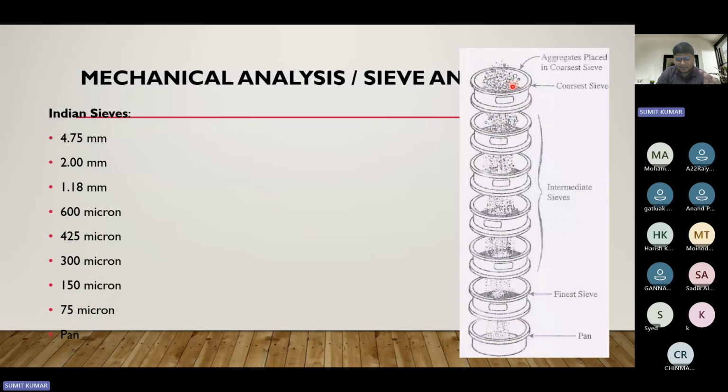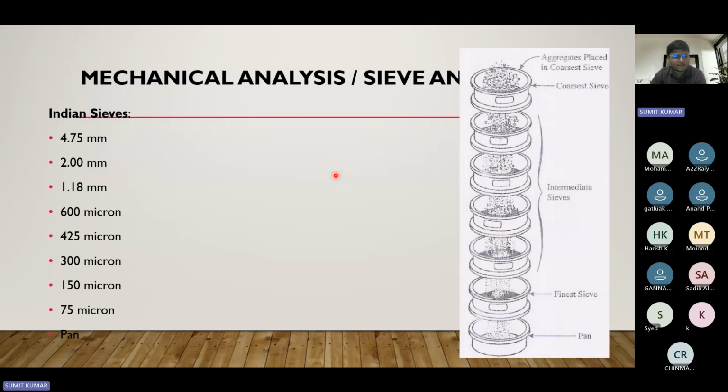But if, among the particles retained above 75 micron, the greater fraction is retained on the 4.75 mm sieve, it is gravel, and if the lesser fraction is retained on the 4.75 mm sieve, then it is said to be sand. Subsequently, on the basis of that, we classify. That is also going to be discussed in this session only. So we will go ahead.